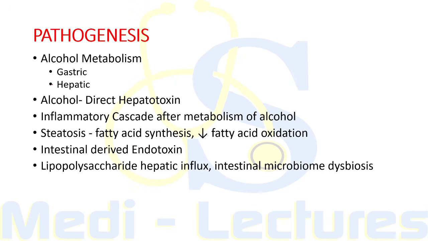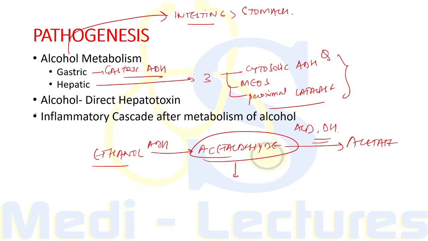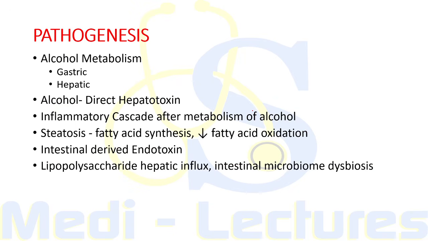Now alcohol acts as a direct hepatotoxin. Malnutrition does not have a major role in its effect because it is a direct hepatotoxin. The alcohol initiates an inflammatory cascade after its metabolism, which is responsible for a variety of responses. So we will discuss them one by one.